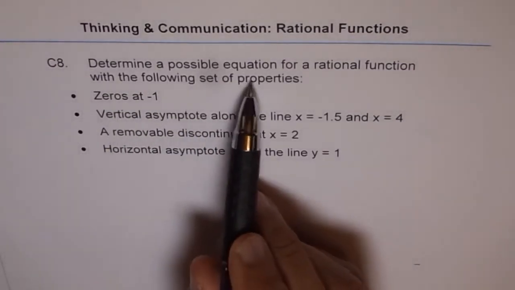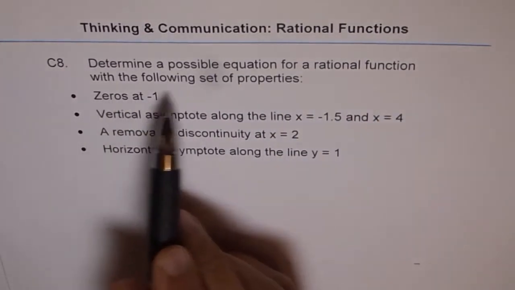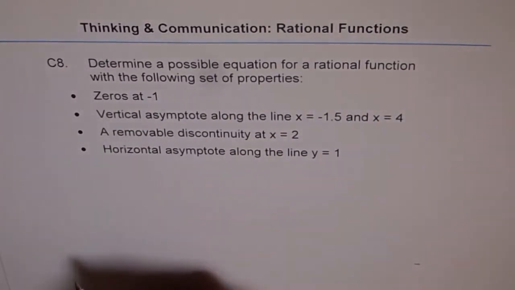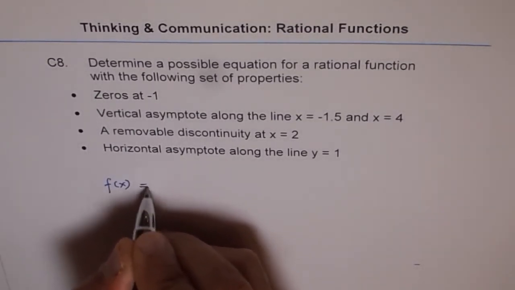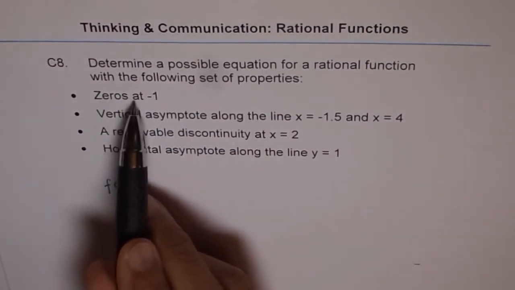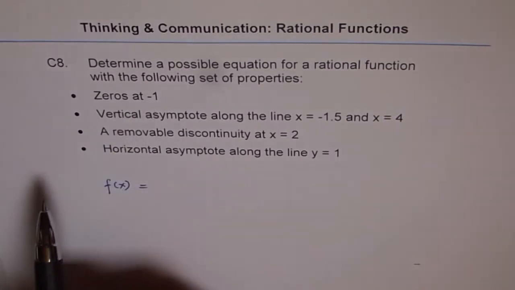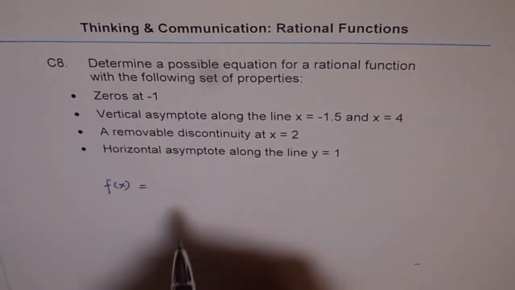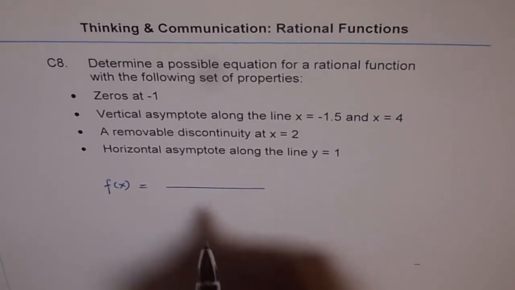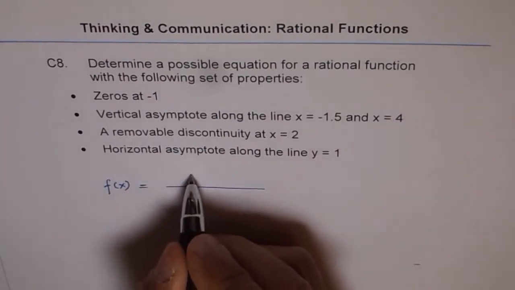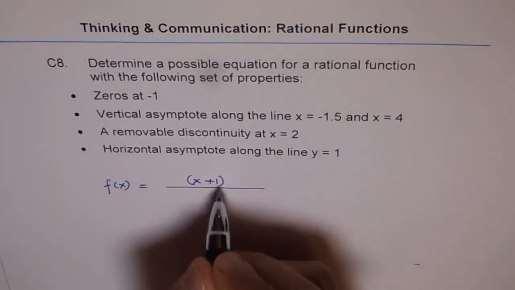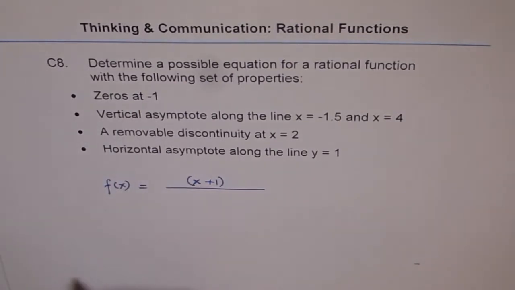Determine a possible equation for a rational function with the following set of properties. So let the rational function be f of x. So f of x is equal to zeros at x equals -1. If there is a 0 at -1, let's first make a line here. So we have something in the numerator, something in the denominator. Zeros go in the numerator, correct? -1 means x plus 1. So that gives me a 0 at -1.